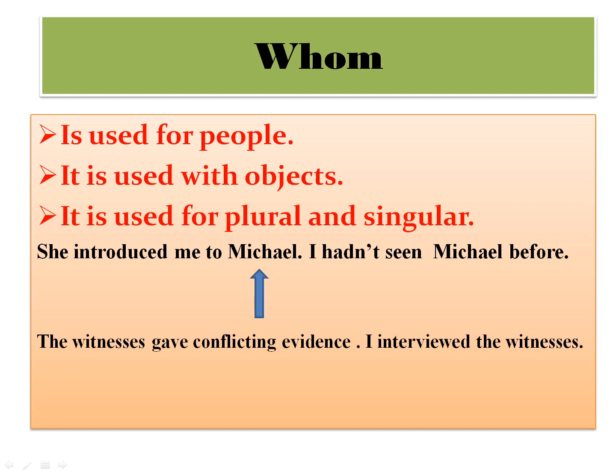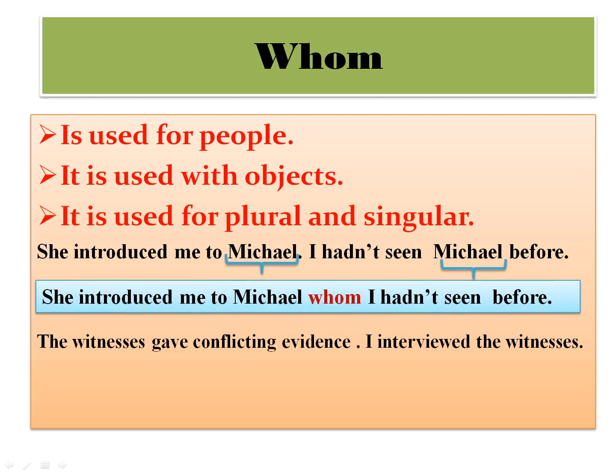So let's look at the sentence now. Here we have Michael, the object of the sentence. She introduced me to whom? To Michael. And again, in the second sentence, I hadn't seen Michael before. Again, it's the object of this sentence. So here we have the repetition of the object. Now we are going to use the sentence as it may look here. So: she introduced me to Michael, whom I hadn't seen before. Whom I hadn't seen before, because Michael is the object of this sentence.